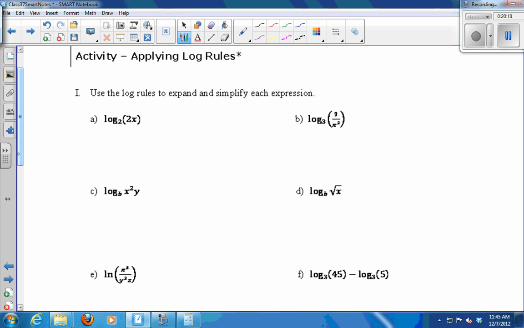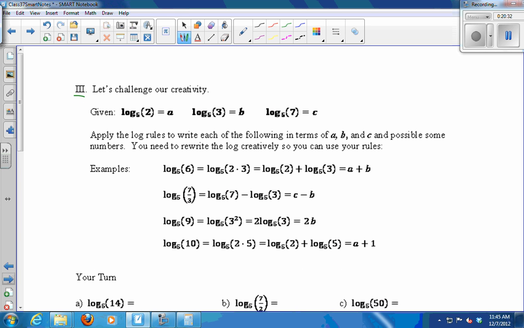Okay, now I'm going to have you try for the last 5 minutes. Work on this activity. And do at least a couple from 1 and a couple from 2. And if you have questions, let me know.